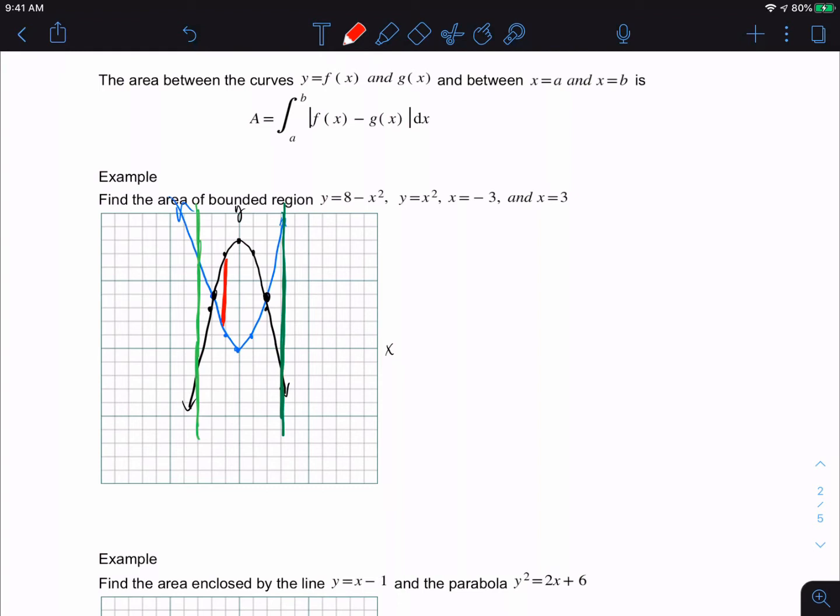In this problem, I have to do it this way in order to find the area, because if I were to do a slice horizontally, the slice would hit the same function on both sides, and we can never have that. You see how this red line hits the black function and then the blue function? If I were to go horizontally above 4, do you see how a horizontal slice would hit the black function twice?